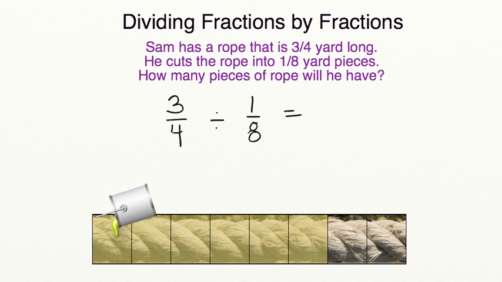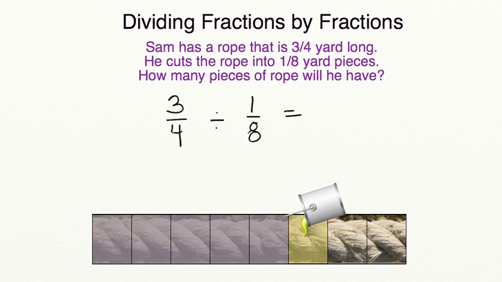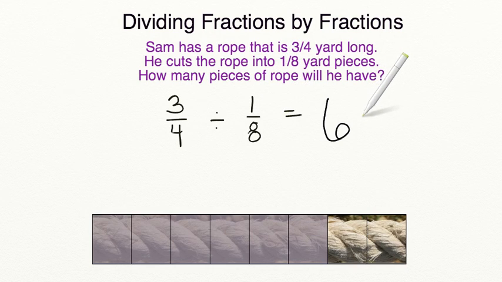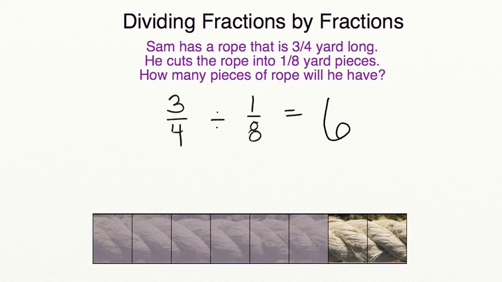So we can have 1/8, 1, 2, 3, 4, 5, 6 whole times. That means that 3/4 divided into groups of 1/8 equals 6 whole groups. Now that we've had a chance to see the visual of 3/4 divided by 1/8, let's practice using the algorithm.